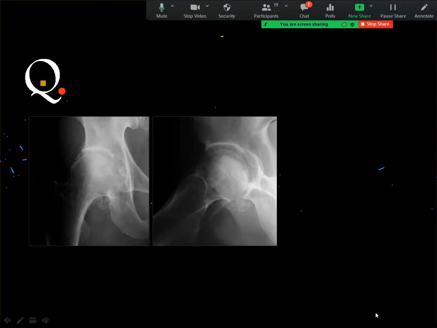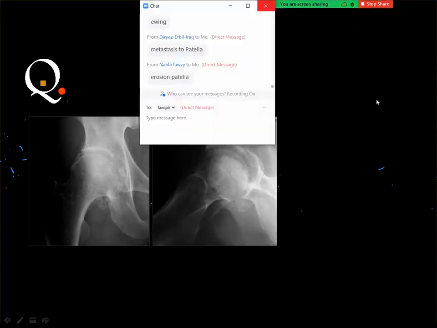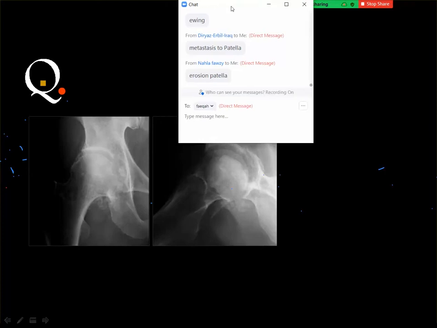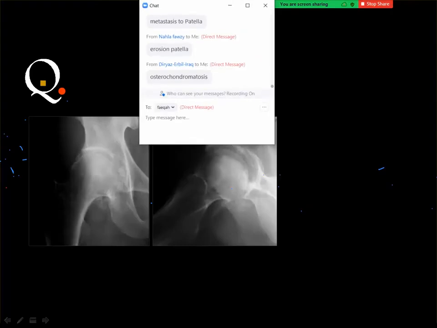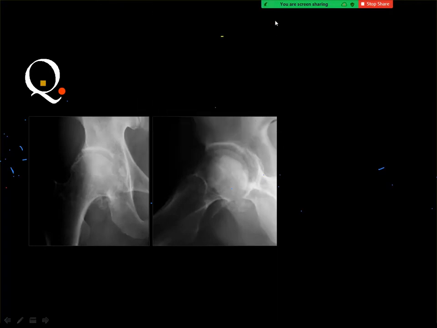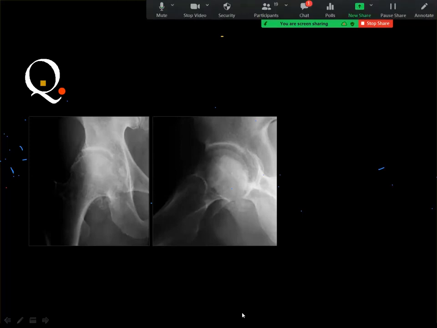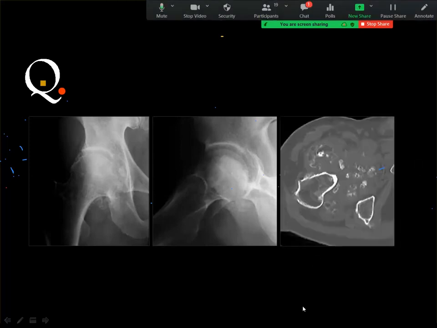Yes, and this is an X-ray of the hip, the frontal view and the lateral view. What do you think? Osteochondromatosis, Riaz said, and this is right. Osteochondromatosis, you got multiple loose bodies in the inferior aspect of the joint, and this is a CT scan.